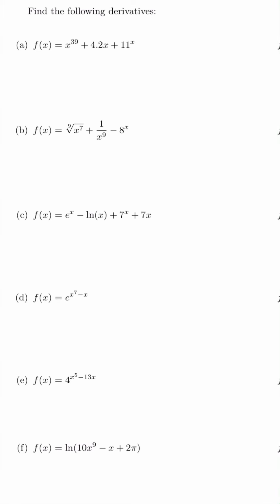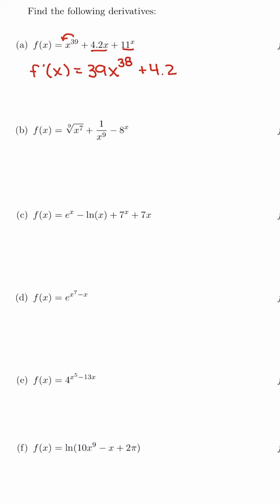Here we have some basic derivative functions all mixed up to take the derivative of and talk through. So for this first one, we're going to write the derivative as f prime of x. We're going to bring down that 39 and raise x to the 38th. Next one, the derivative of 4.2x is 4.2.